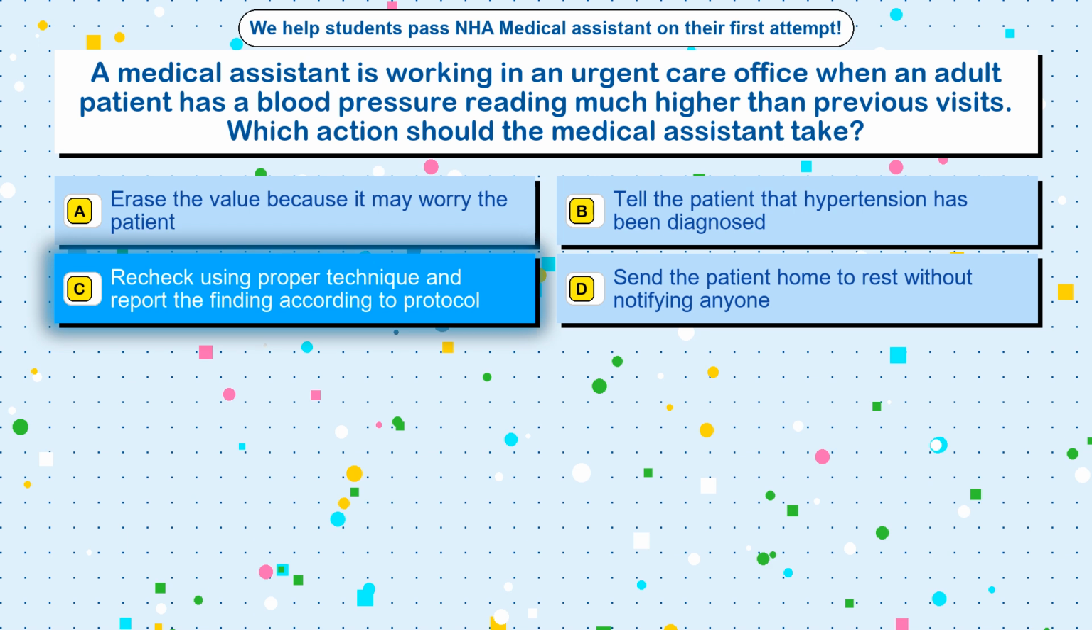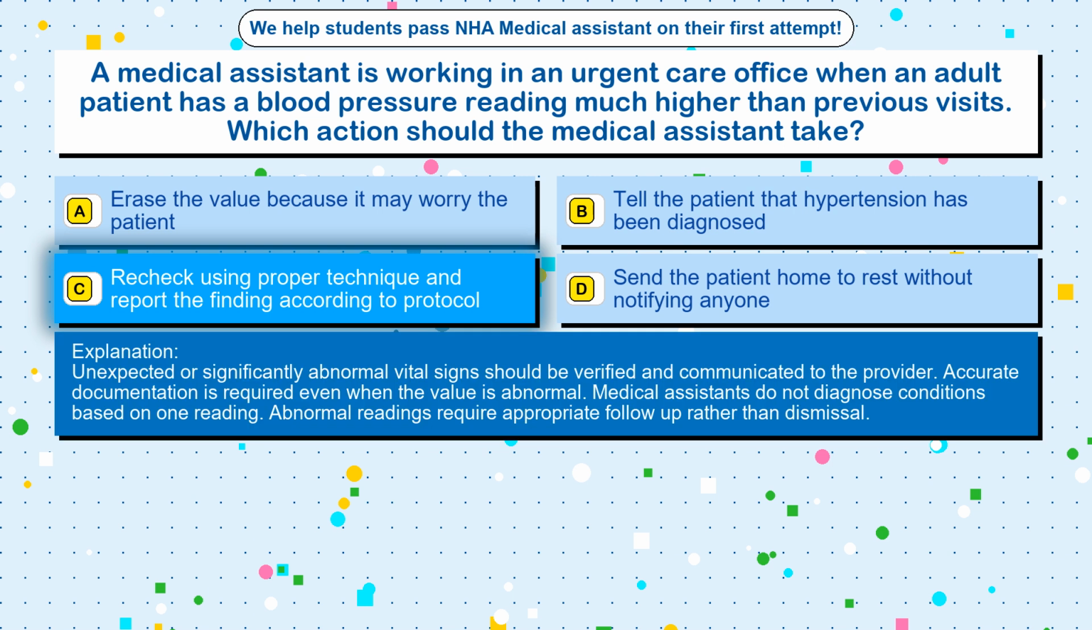The correct answer is option C, recheck using proper technique and report the finding according to protocol. Unexpected or significantly abnormal vital signs should be verified and communicated to the provider. Accurate documentation is required even when the value is abnormal. Medical assistants do not diagnose conditions based on one reading. Abnormal readings require appropriate follow-up rather than dismissal.